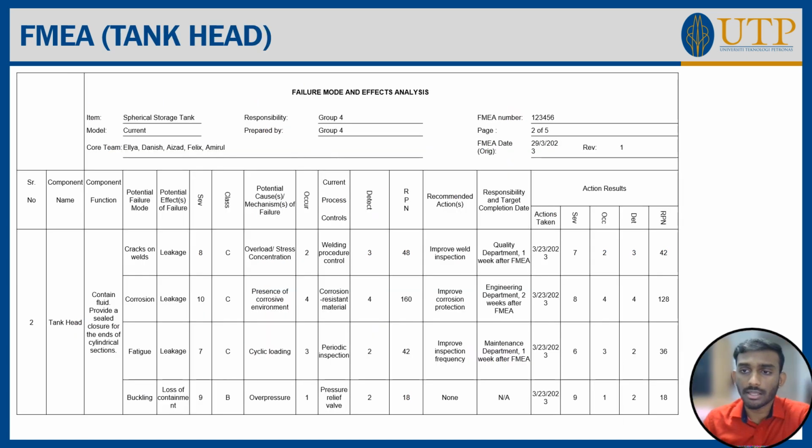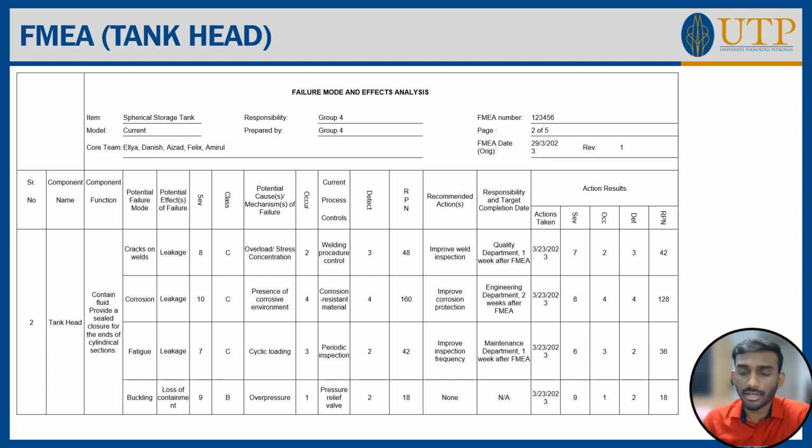Next, let's take a closer look at the FMEA analysis for the tank heat component of our system. Several potential failure modes were identified, including cracks on valves, severity rating of 8, corrosion, severity rating of 10, fatigue, severity rating of 7, and buckling, severity rating of 9. The most severe failure mode identified was corrosion of the tank 8, with a risk priority number (RPN) of under 60, which could result in leakage due to the presence of a corrosive environment.